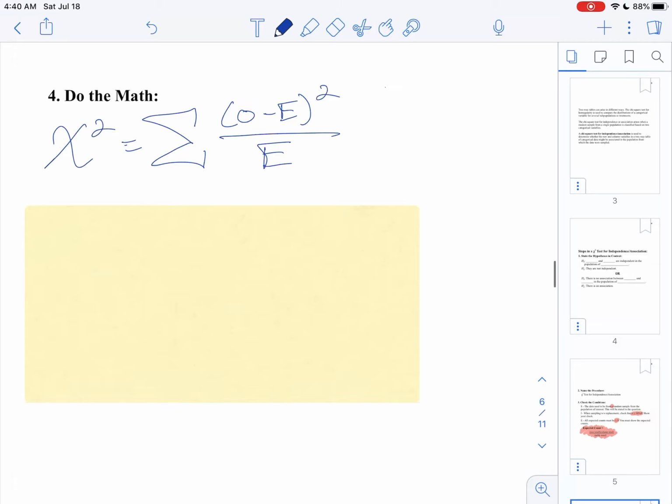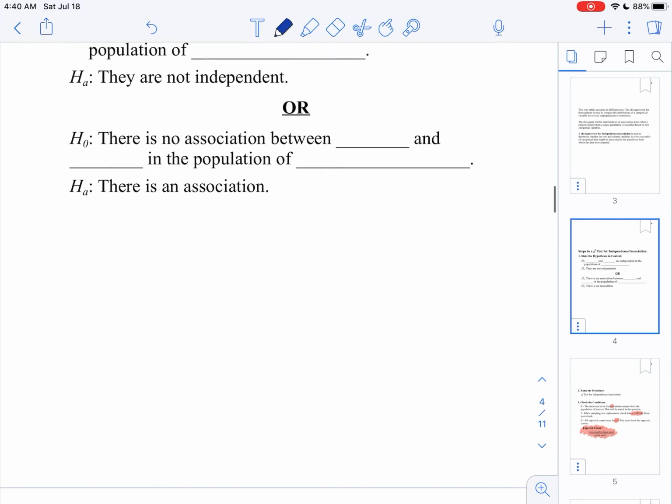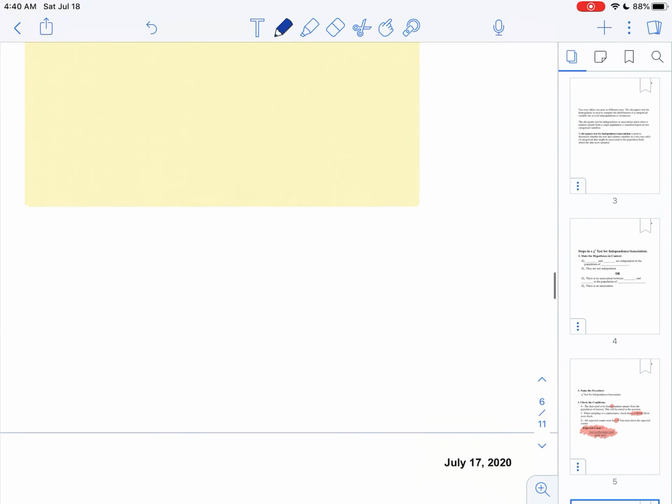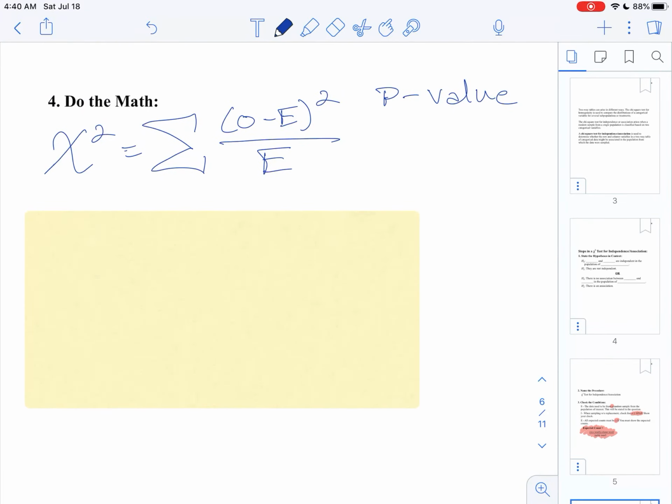And you need to find the p-value, which again our calculator should give us. And we need to find our degrees of freedom, which is not like our goodness of fit test. It is like our test of homogeneity. So we take the number of rows minus 1 times the number of columns minus 1 to get our degrees of freedom.